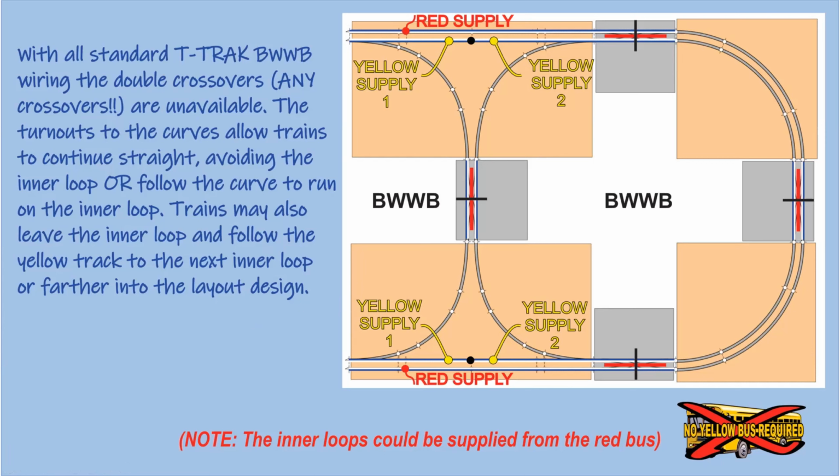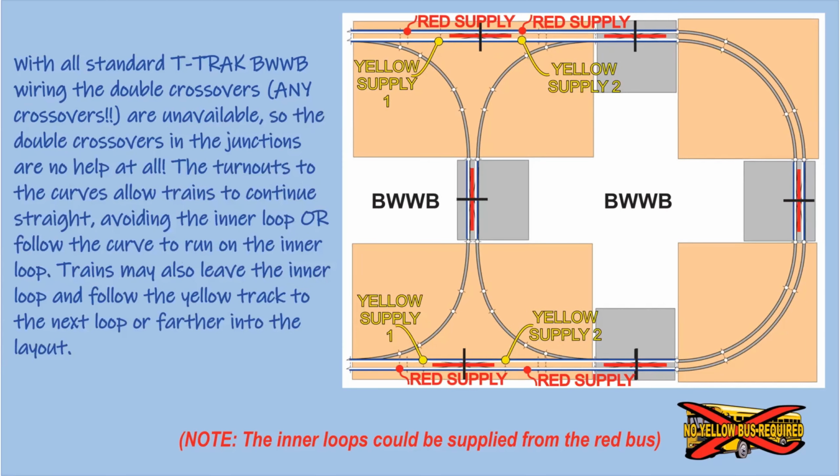Typical blue-white, white-blue situation where crossovers are unavailable, but because of the extra track on the large junctions, the two loops can be accessed that way. Another situation with the same blue-white, white-blue pair of side-by-side loops, you'll notice the double crossovers in the junctions are totally unavailable.